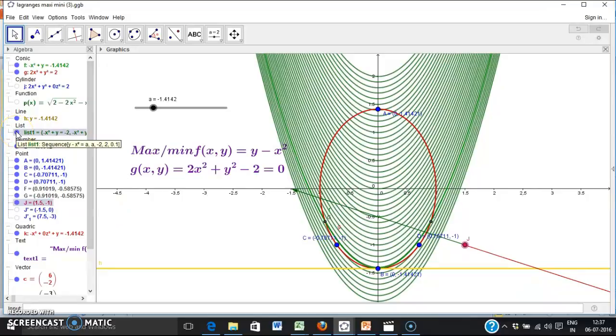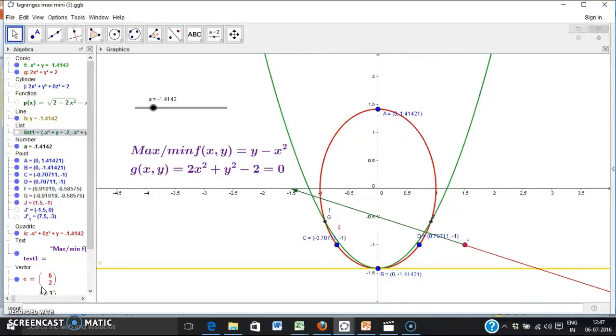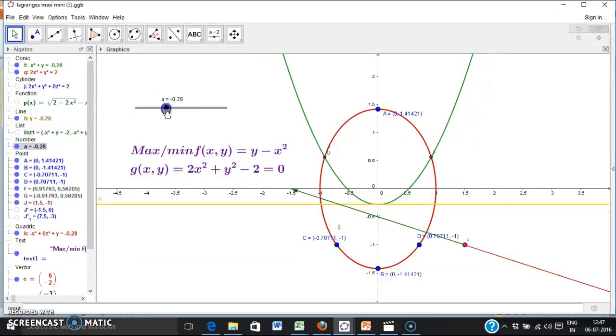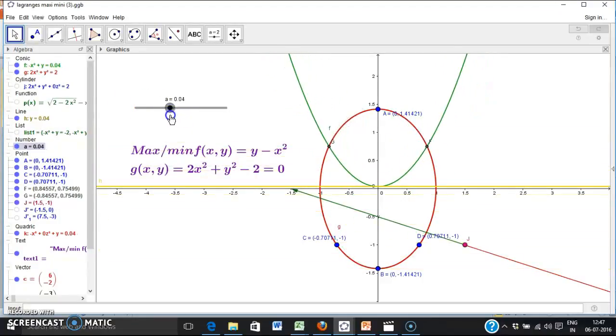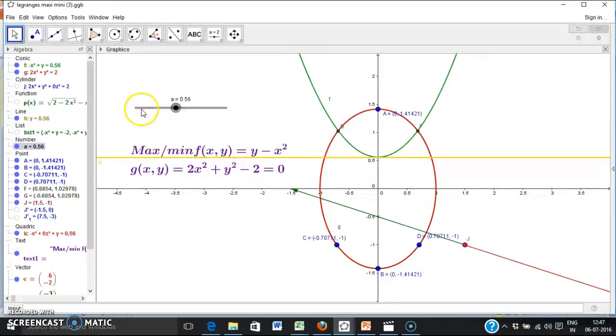Now, let us concentrate on these four stationary or critical points that we have obtained. So let me remove the list again. Let us evaluate the value of the function f as the point of intersection G, which is the intersection of the f and the g curve, changes. So if I move this point, the point of intersection changes. And now let us evaluate the value of the function f at the point G. In other words, let me enter the new function y equal to y of g minus x of g, the whole square.